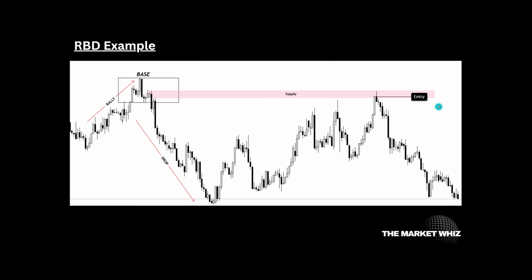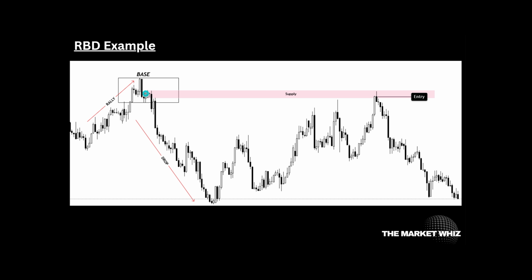So very simple. Right, so here's an actual example of RBD, so rally, base, drop. So what do we have? We have a rally, we have the base, and then we have a drop. Okay, and what do we remember about this base? This base caused a break of structure, right? And what does that tell us? That there's increased selling pressure in this scenario.